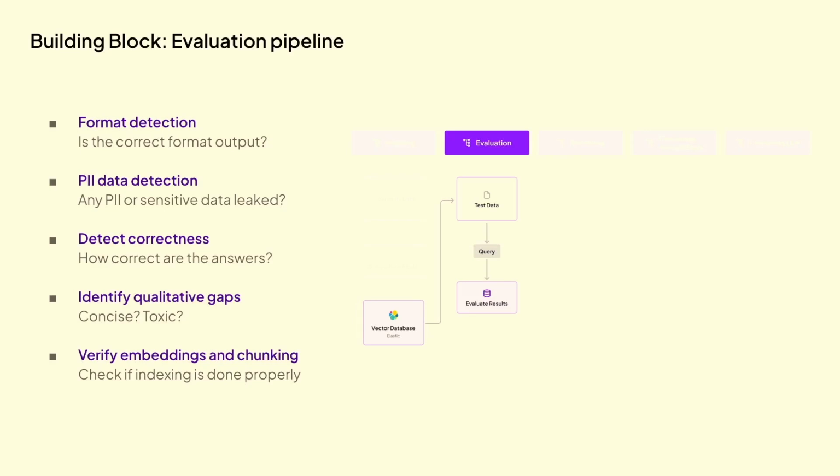The next is evaluation, as I said. So set up an evaluation pipeline that interrogates your RAG system by checking the right format. Like, is there any personally identifiable information there? Are there any qualitative gaps? There are tools and frameworks that help you do that, but you can also use simple Python to set those things up. But set that up from the very beginning.